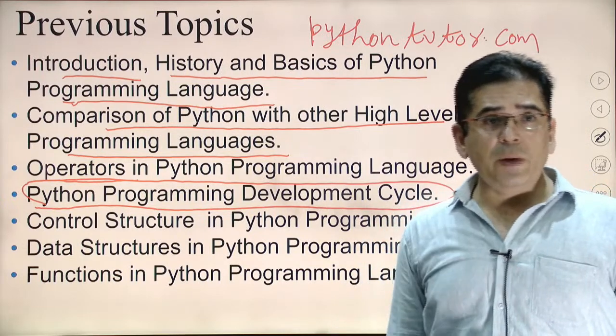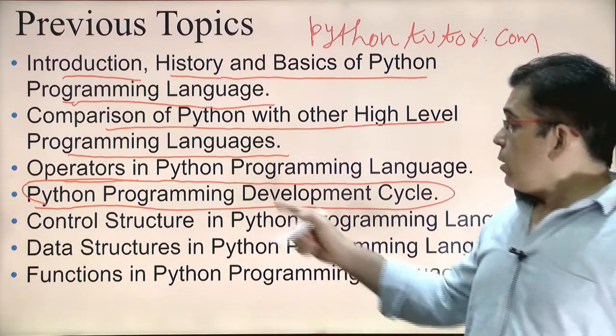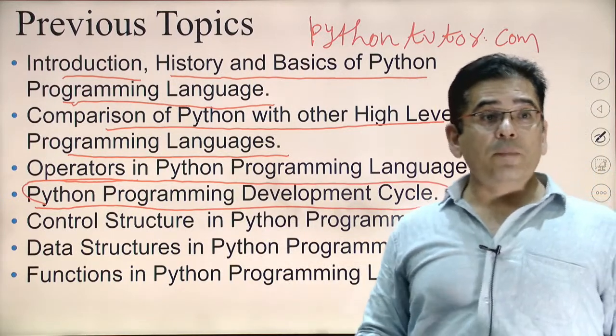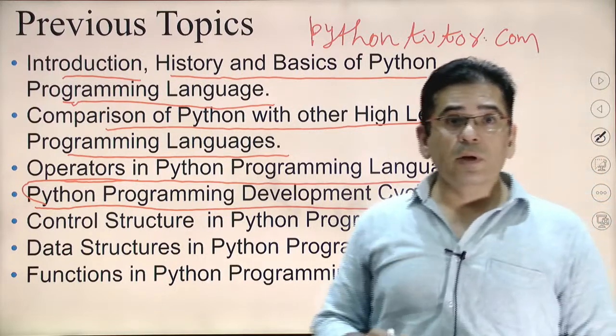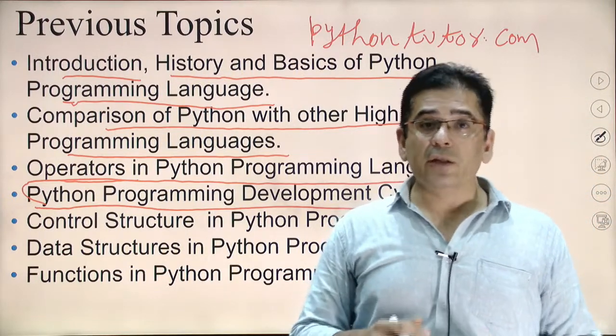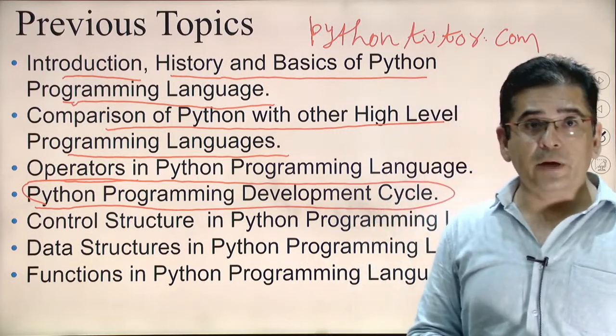So let me give you a very brief review about it. In Python, there is no need of compiler. It is an interpreted language. You just write the code at runtime, send it to the interpreter, line by line the code is executed and the output is displayed to the user.